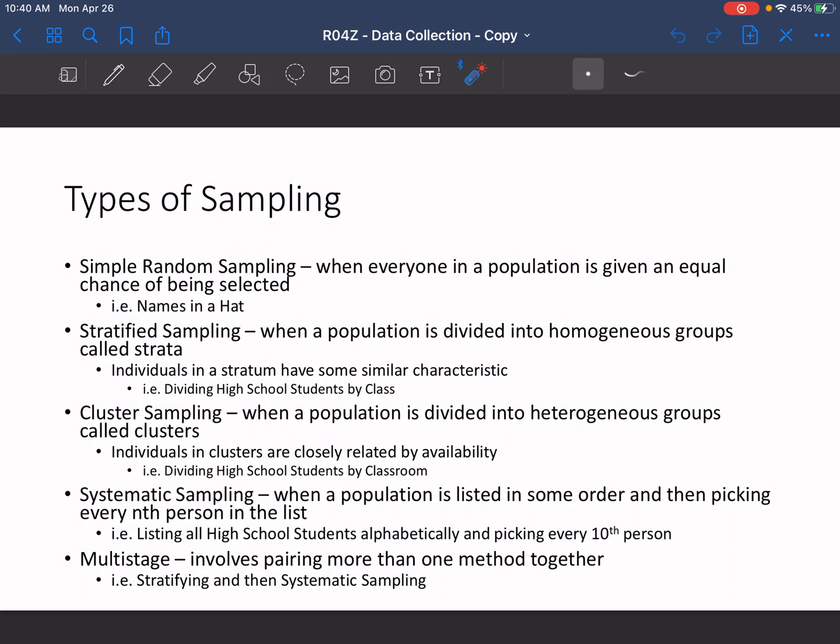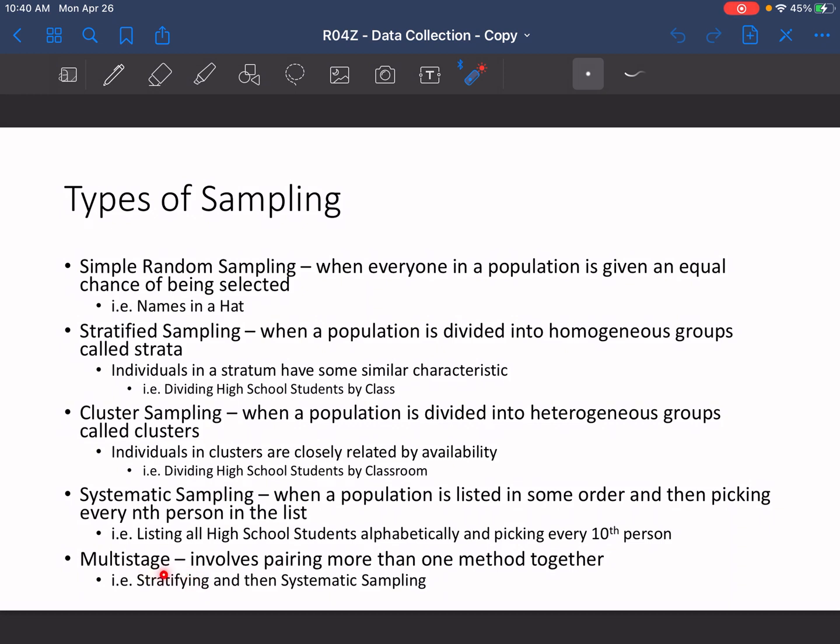We also have this idea of systematic sampling, and that's when a population is listed in some order and then picking every nth person in the list. If we were to list all high school students alphabetically and pick every 10th person, that would be an example of systematic sampling. And then we also have this idea of multi-stage sampling, which involves pairing more than one of these four methods together and basically combining them.